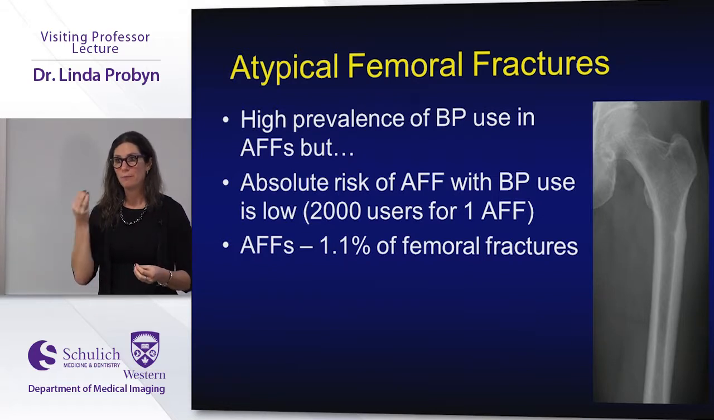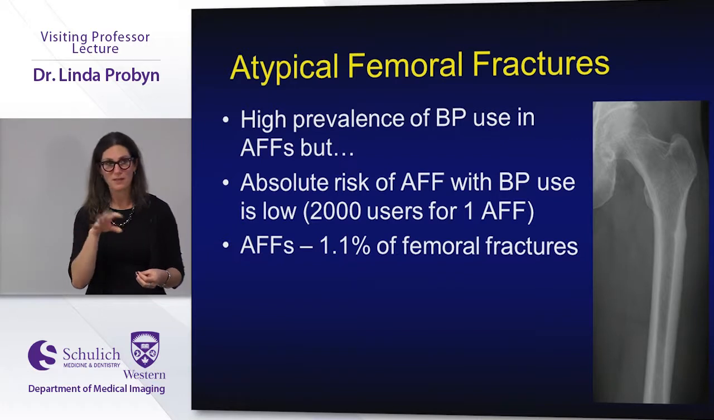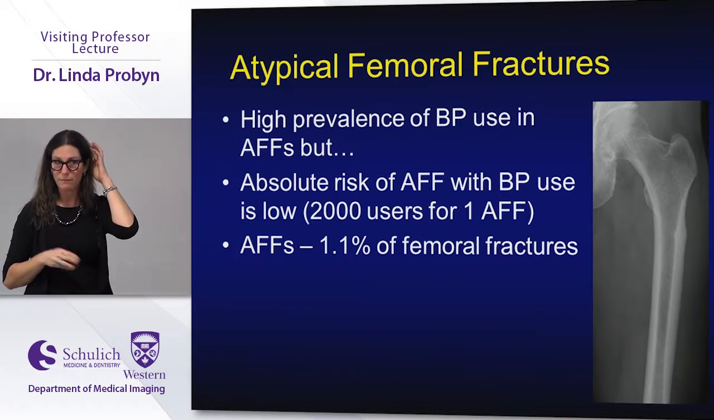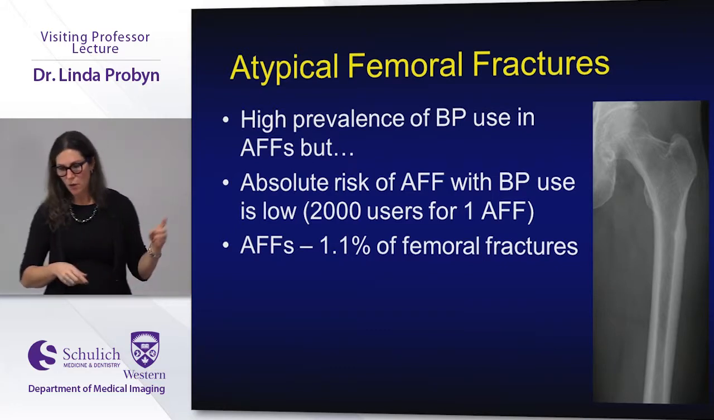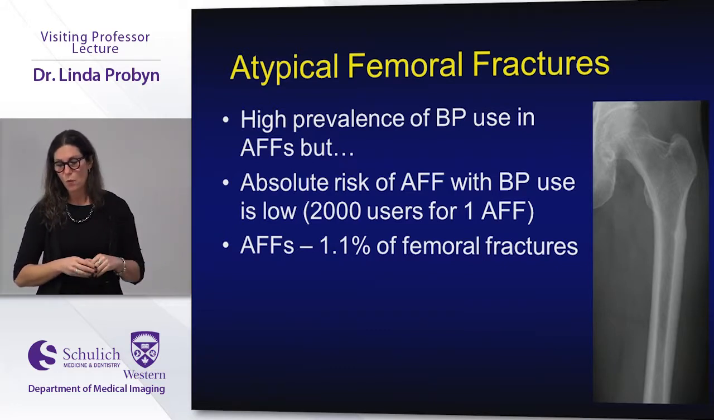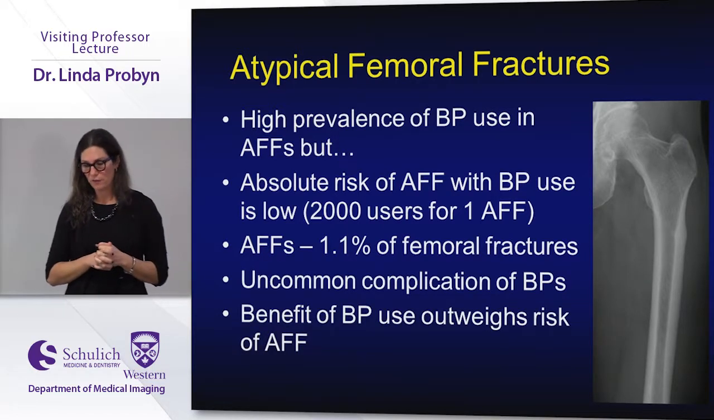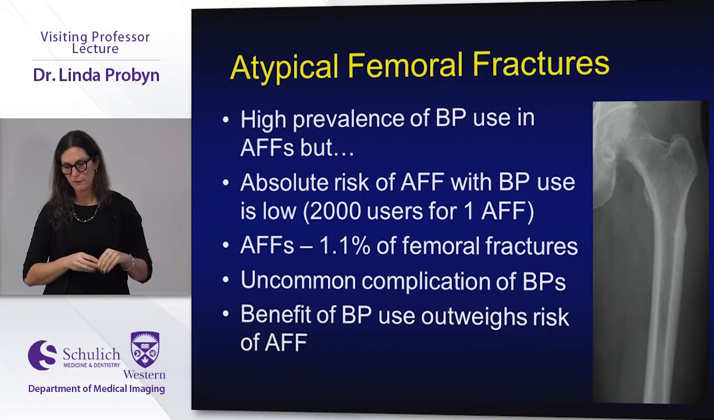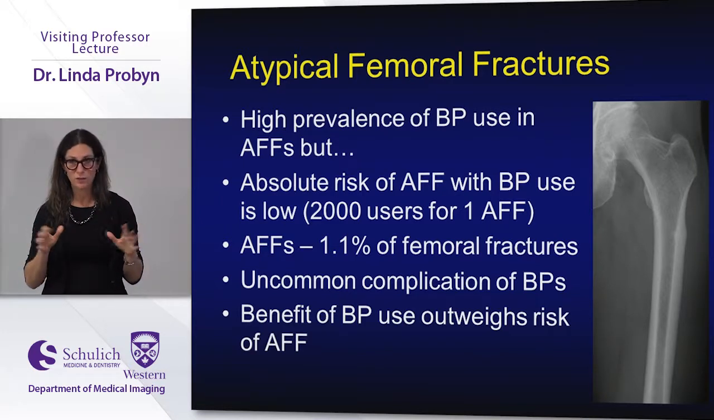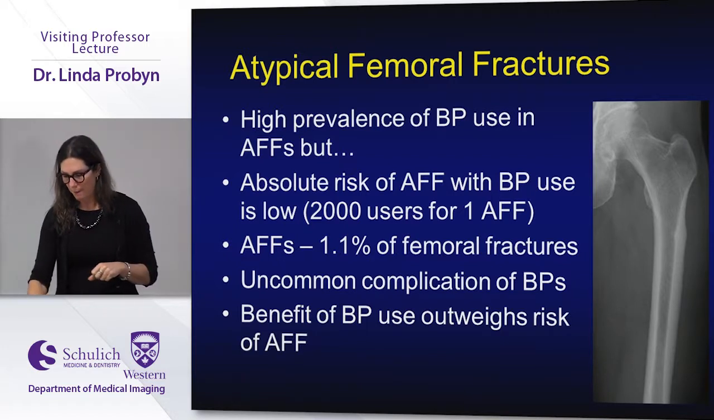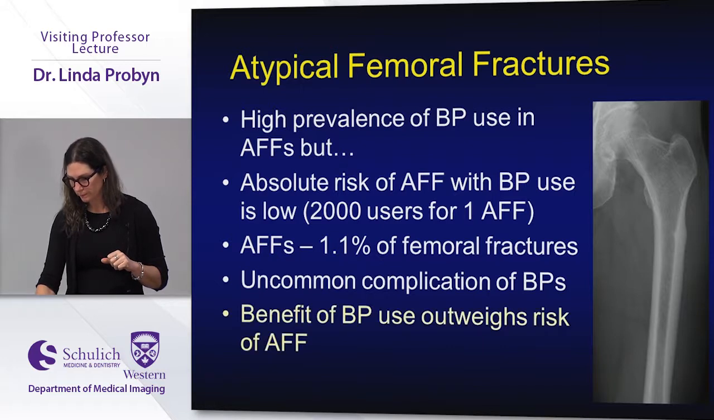So we just need to be vigilant, be aware of this, and do a few things I'm going to talk to you about the management so that we minimize some of the negative outcomes here. So atypical femoral fractures represent 1.1% of femoral fractures. It's an uncommon complication of bisphosphonate use, and the bottom line here is the benefit of the bisphosphonate outweighs the risk of atypical femoral fractures. So we still use bisphosphonates despite this. But now what we need to do is be aware of this and make sure they're treated properly.